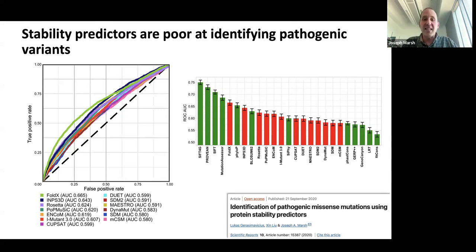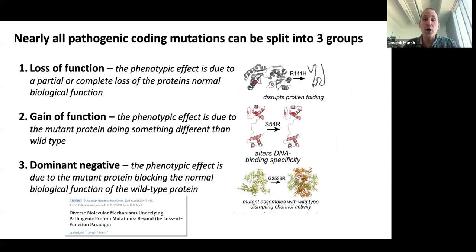But probably that's not really surprising, because destabilization, variants that cause a protein not to fold properly, is actually only one mechanism by which genetic variants can cause disease in proteins. And so what we're really interested in is the large diversity of alternate molecular disease mechanisms. And so we classify disease-causing pathogenic human variants in proteins into three broad categories.